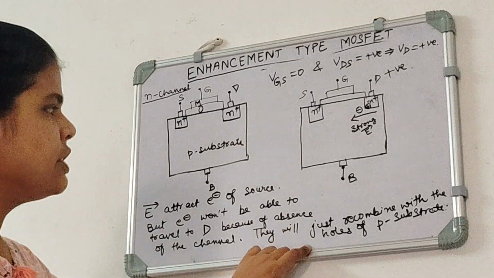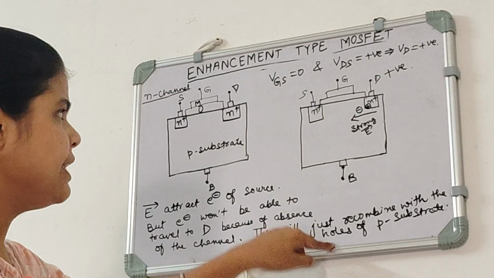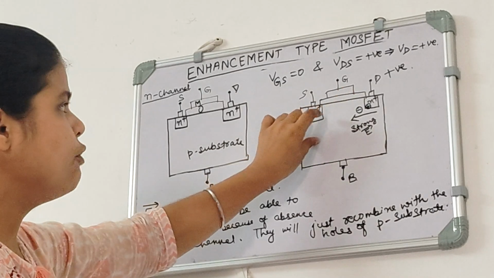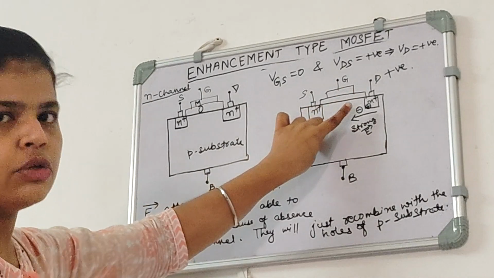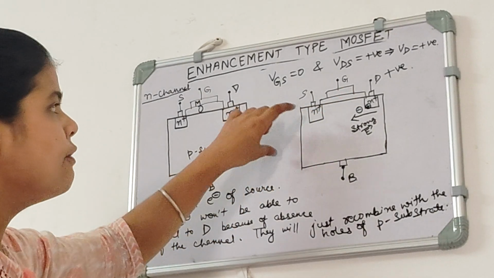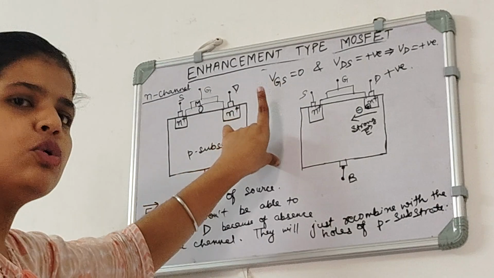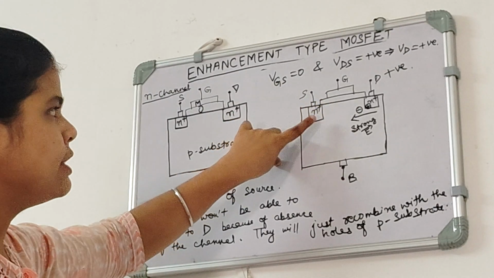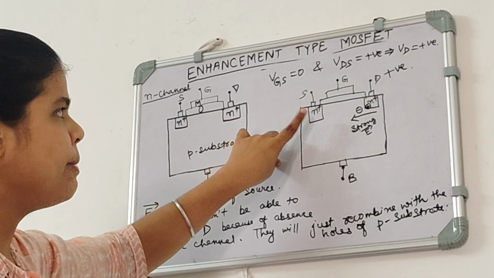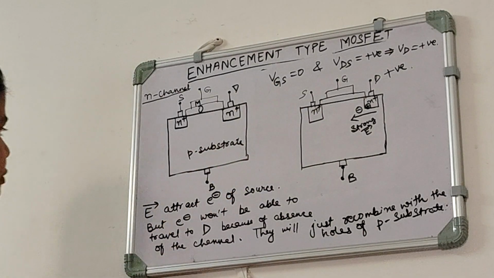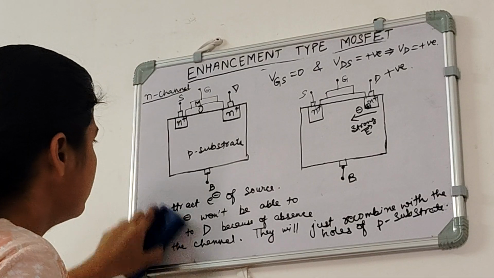So since they will just recombine with the holes of the P substrate and they won't be able to travel up to drain, there won't be any current. Because what is current? Current is just the flow of charge carriers, and that flow should be from source to drain. Since our electrons won't be able to travel from source to drain, there will be no current. Therefore here ID equals 0.